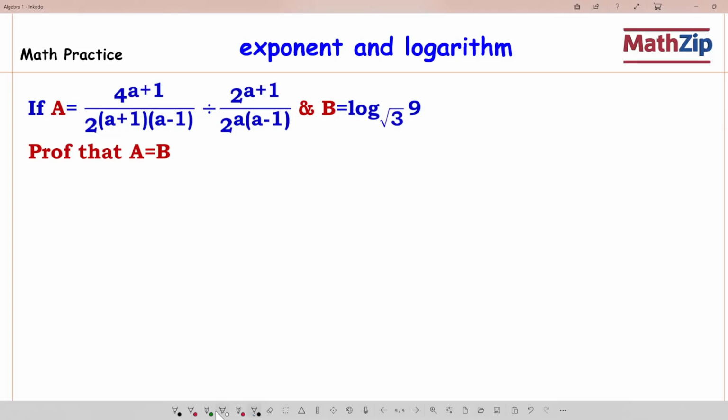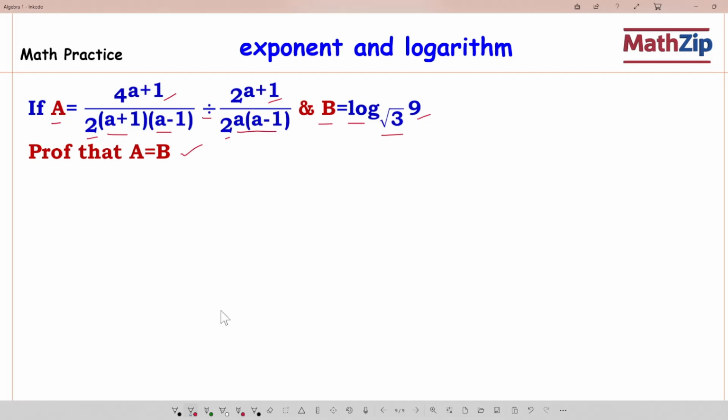If a equals 4 to the power a plus 1 divided by 2 to the power a plus 1 times a minus 1, divided by 2 to the power a plus 1 divided by 2 to the power a times a minus 1, and b equals log base root 3 of 9. We have to prove a equals b.